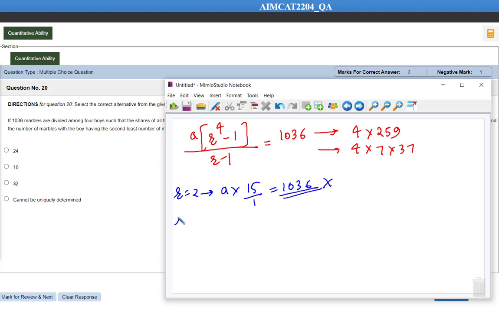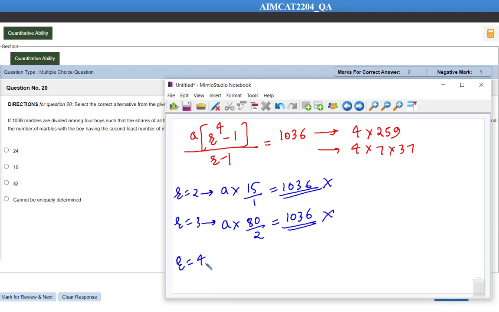Okay, so let's put r is equal to 3 now. This is going to be a into 3 to the power 4 minus 1, which is 80, divided by 2, means it is 40, equal to 1036. This is not divisible by 40, so this is also not possible.